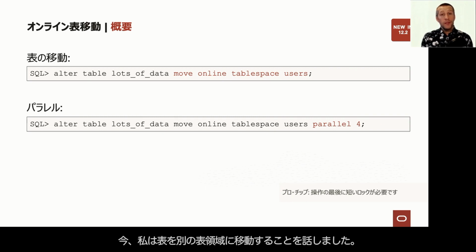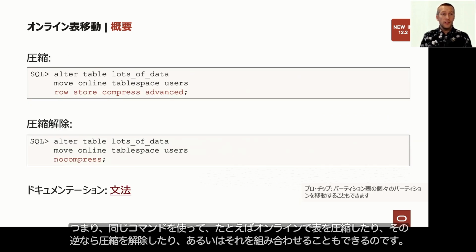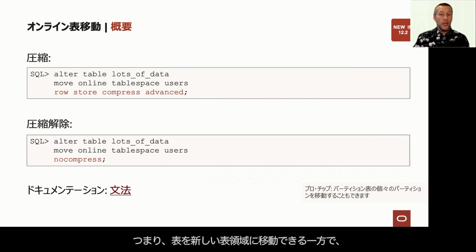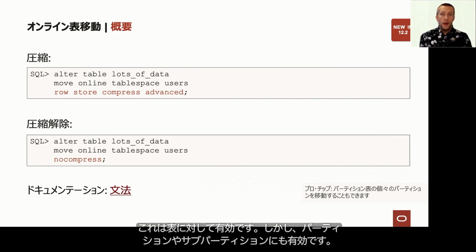Now I've talked about moving the table into a different tablespace, but actually you can use the command to change the physical storage layout of the table. So this means that you can also use the same command to, for instance, compress your table online, or uncompress if you want to go the other way around. Or you can combine it. So you move the table into a new tablespace, and in the same operation, you do compression or change other physical layouts as well. It works on tables, but it also works on partitions and even subpartitions.